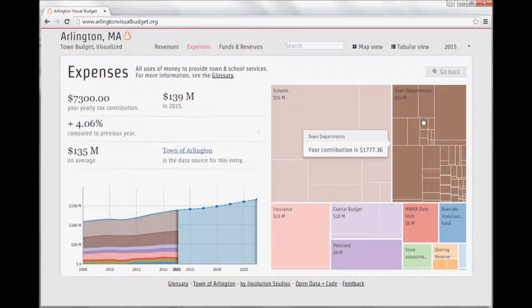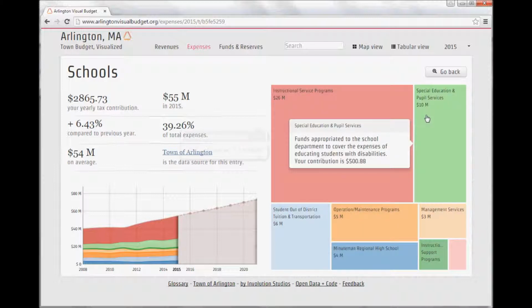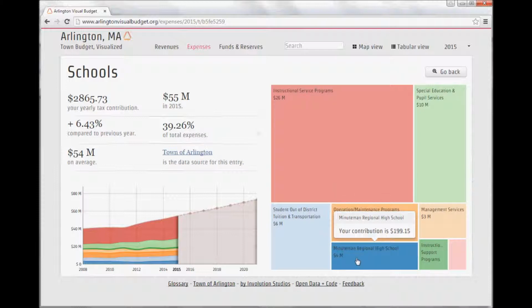If we dive into the school budget, you can see that $26 million, or about half of the school budget, goes towards general instructional services, $10 million towards special education, $4 million to send students to Minuteman Tech, and about $3 million for school administration. By hovering over each budget item, you can see how much this taxpayer has funded this year. We can pop back out and dive into the town budgets.